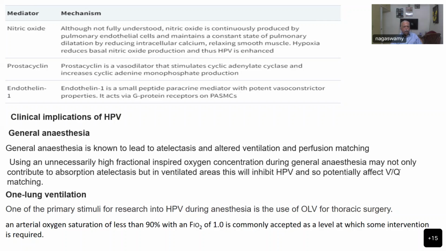And one lung ventilation was one of the primary stimuli to research, that is how they found out there is a hypoxic pulmonary vasoconstrictor reflex, because after they started doing one lung ventilation, they identified how in some patients the hypoxemia is not that severe because their HPV is augmented or not inhibited. So an arterial oxygen saturation of 90% with a FiO2 of 1 is commonly accepted as the level at which some intervention is required.